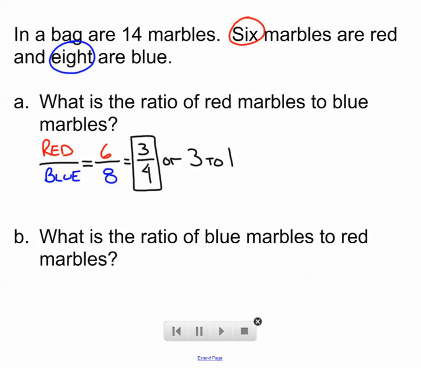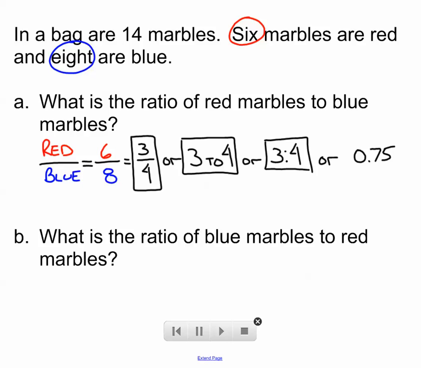We can write that either way. There's another way to write it, and there's still yet one more. You can write it as a decimal, 0.75. We'll probably just stick with fractions here.